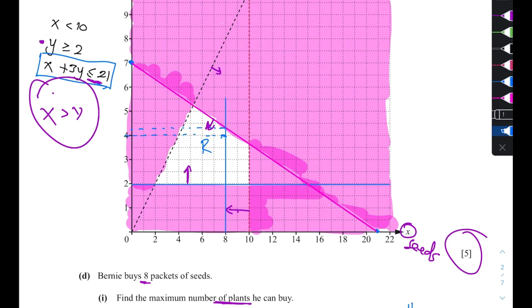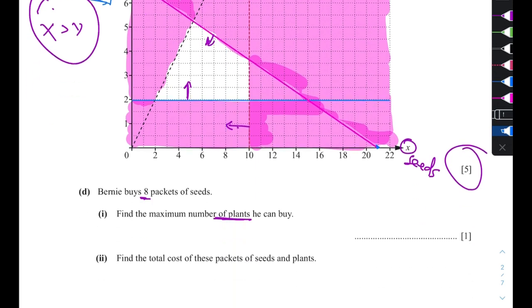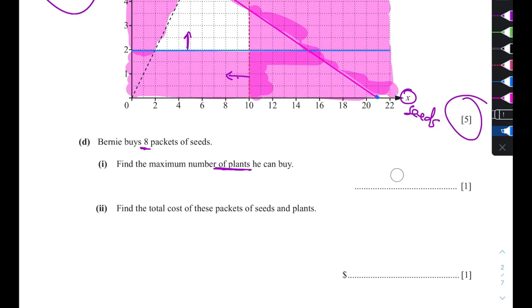Now, just you take your eraser and then, holy, I wanted to erase it, so let me erase it. I want to get something neat. So like I said, the maximum is 4, okay? So we put 4 down. All right, then they are telling us to find the total cost of these packets of seeds and plants. You know that seed is 8, and then plants we have 4, okay?